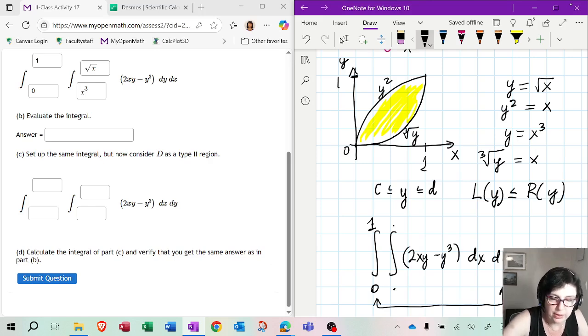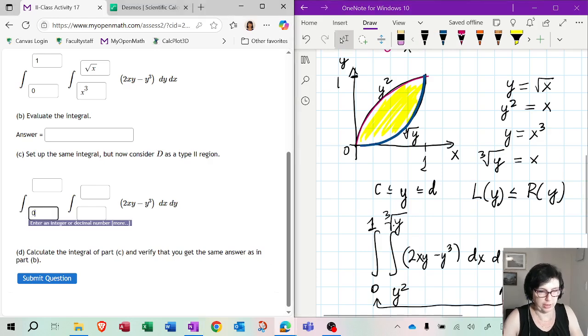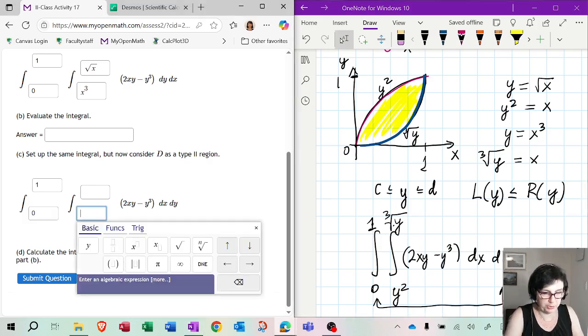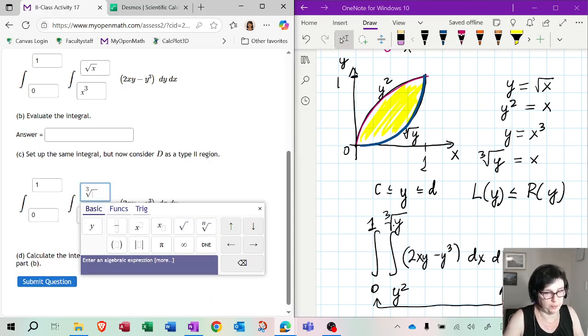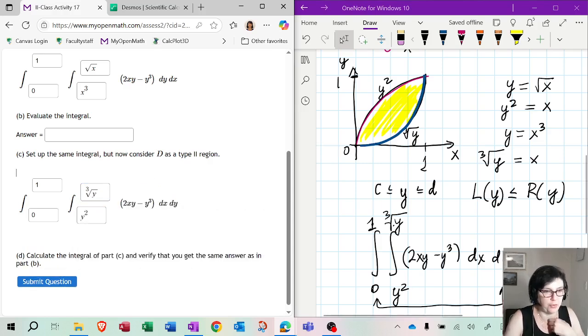Now, when we set it up, which is the left and which is the right? Go from left to right. You're going to see that this curve right here is the left, and the other one is on your right. So the left is y squared, and then cube root of y is going to be on the right. Okay, so that's the setup. You can verify this by evaluating both of them to see if it's the same, because Fubini's theorem says that they have to be equal.